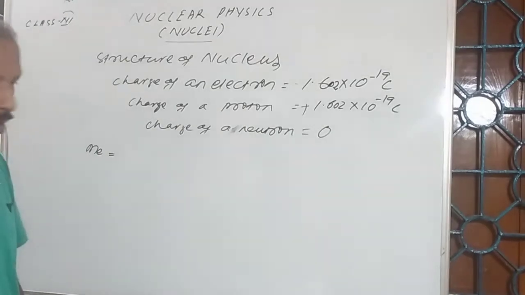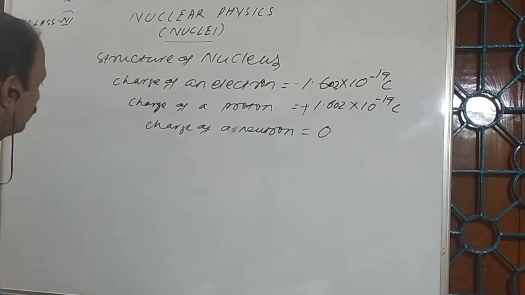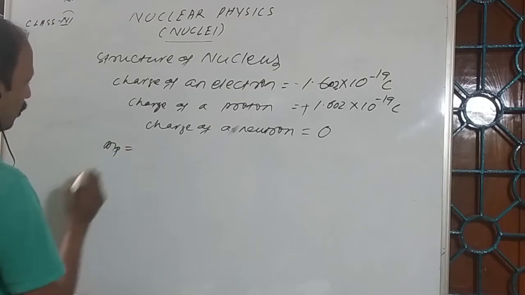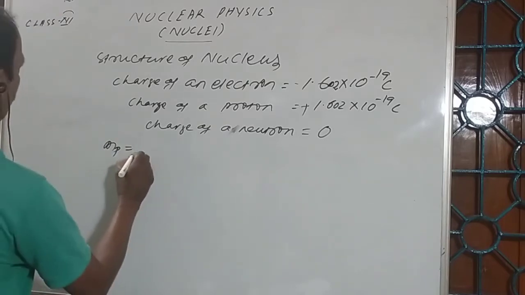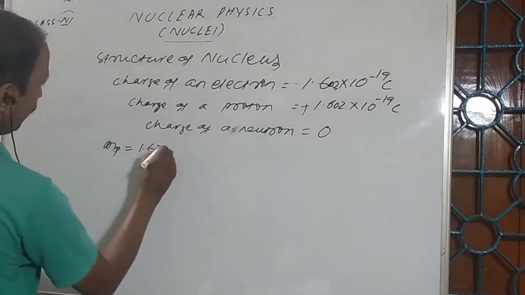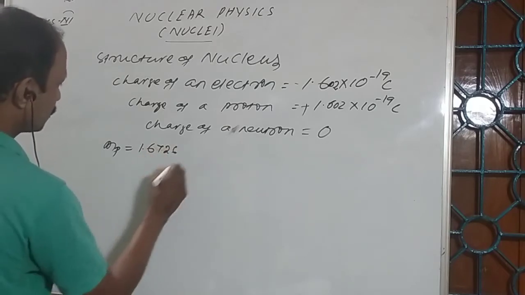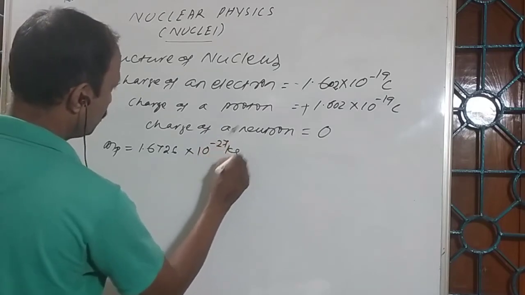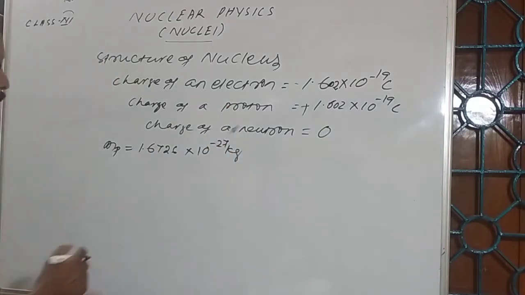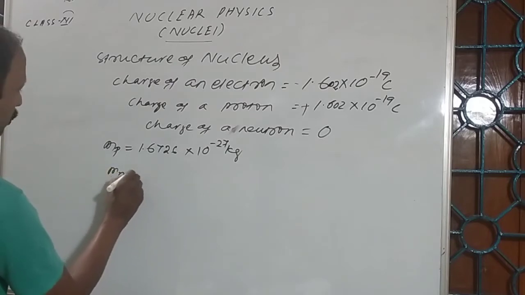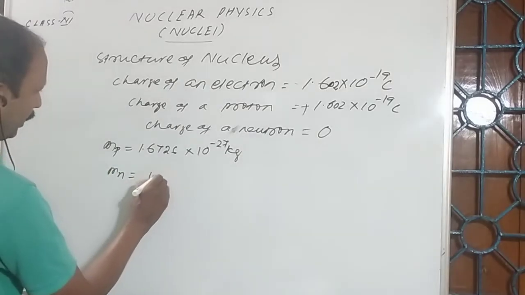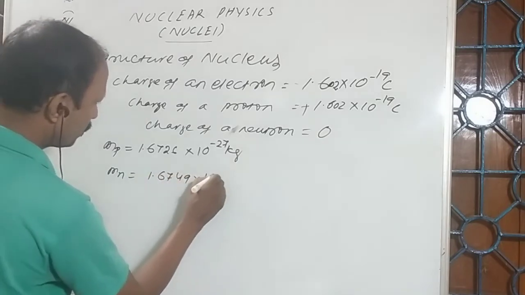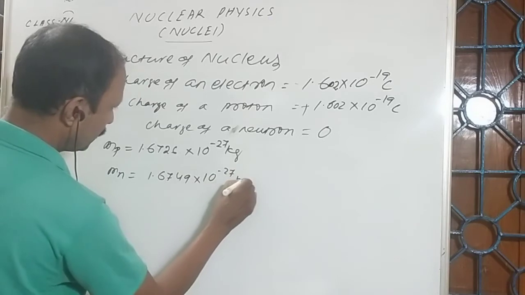Okay. So first let's write the mass of a proton. The mass of a proton is equal to 1.6726 × 10^-27 kg. And so far as the mass of a neutron is concerned, it is 1.6749 × 10^-27 kg.